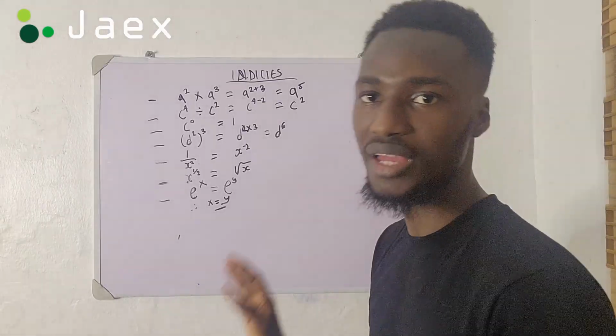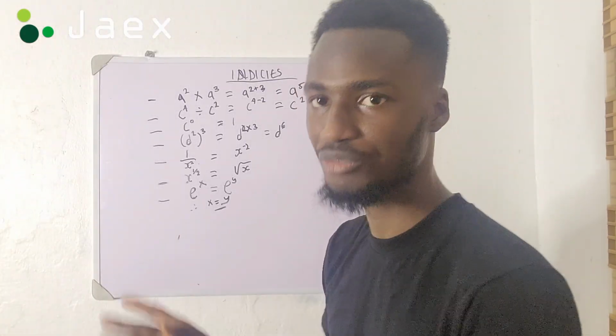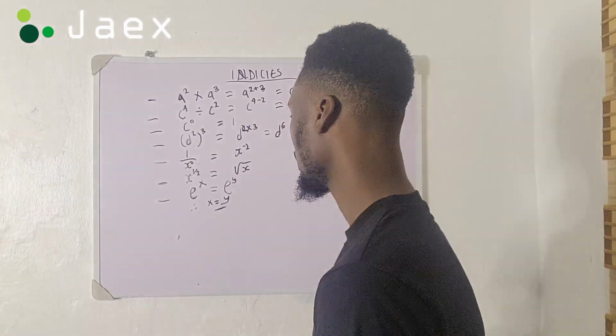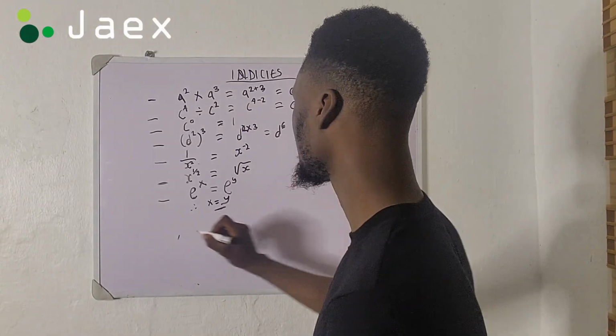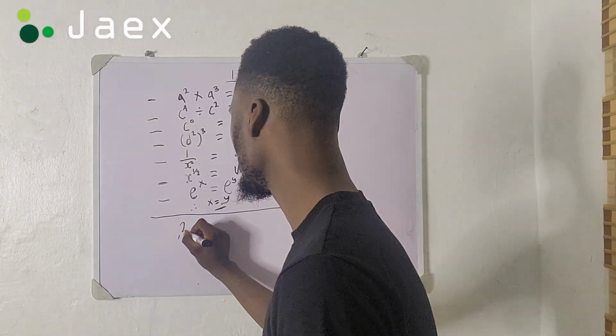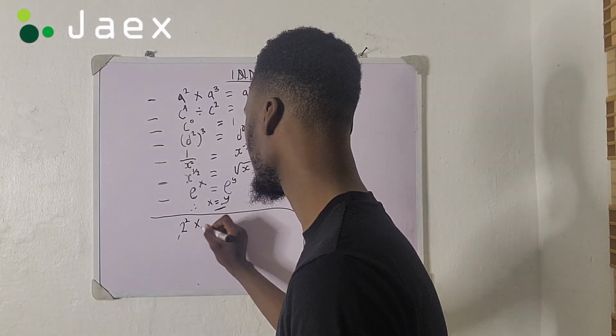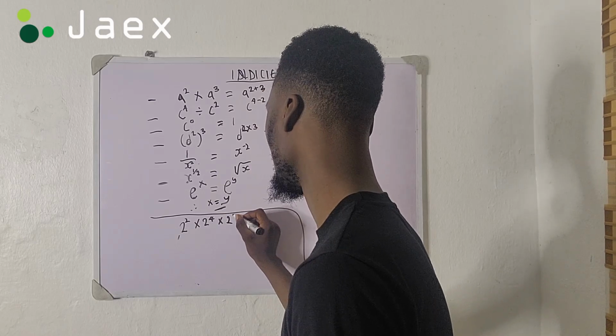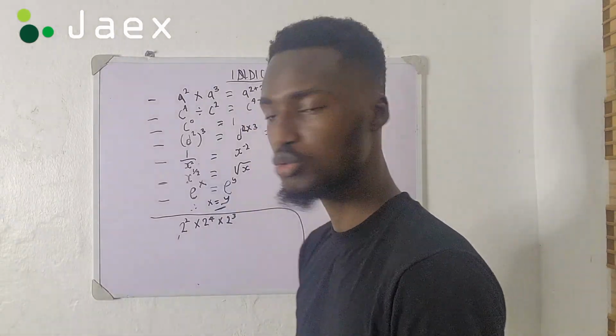Now I'm going to give examples on each of them, enough examples for you to understand better. Now for the first one, let's say we are given 2 raised to power 2 times 2 raised to power 4 times 2 raised to power 3. Now what do we do?